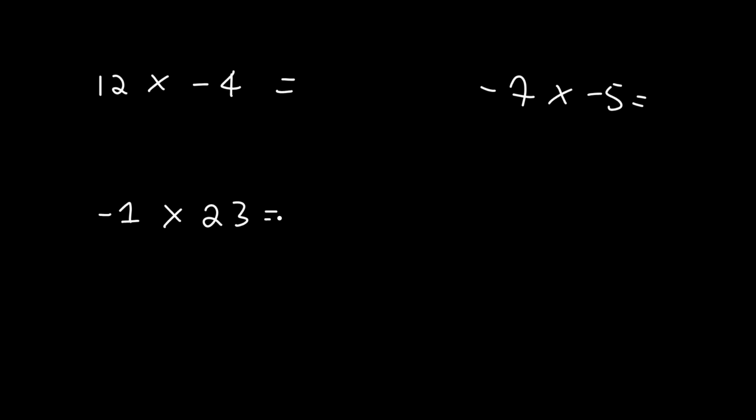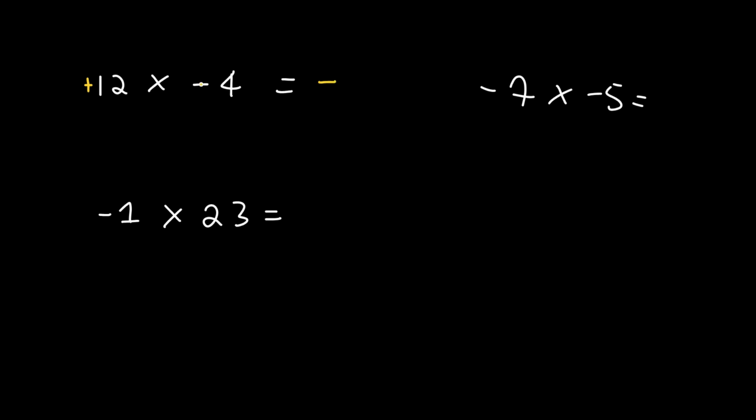Now let's warm up with a few quick ones. These will help you lock in the sign rules. Try solving these problems. 12 times negative 4, negative 7 times negative 5, negative 1 times 23. Okay, so the first thing you need to do is to predict the answer. If you look here, this is a positive and a negative. A positive and a negative will give you a negative.